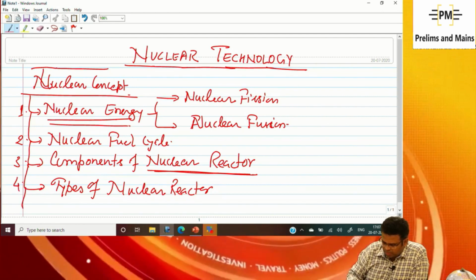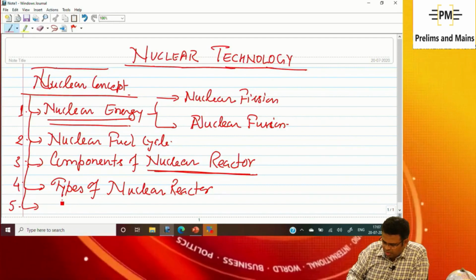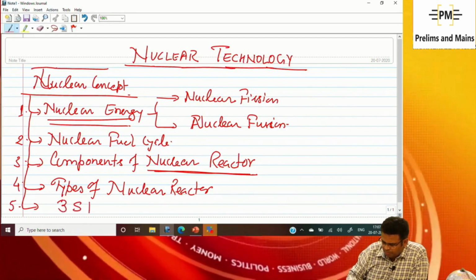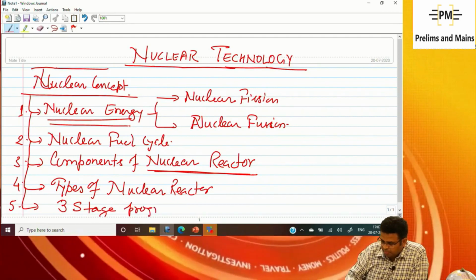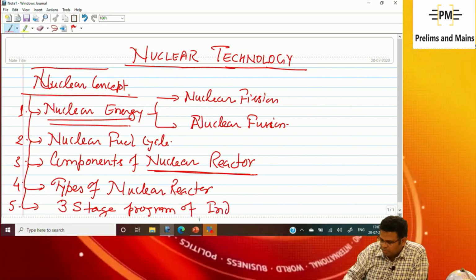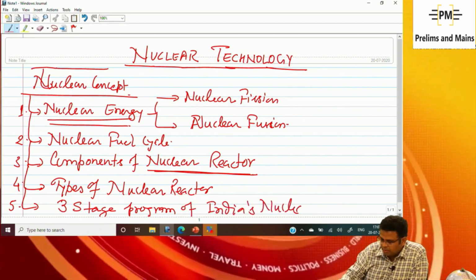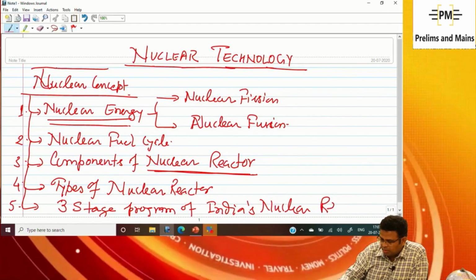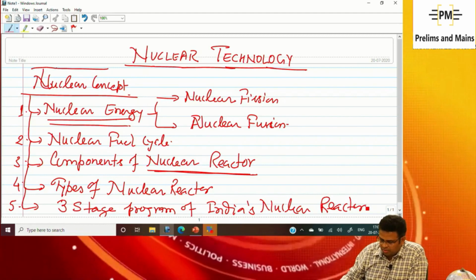Thereafter, we will see the three-stage program of India's nuclear reactor. Three-stage program of India's nuclear reactor.